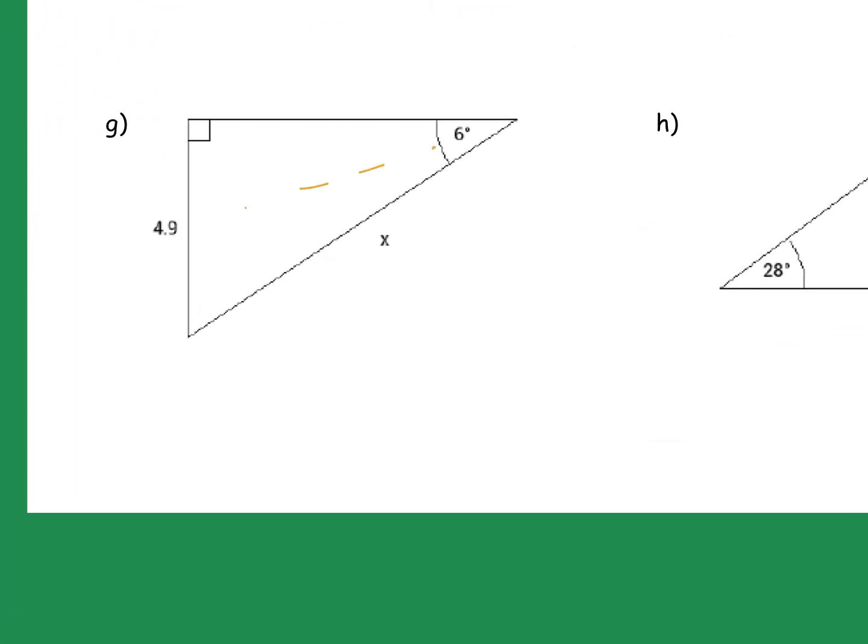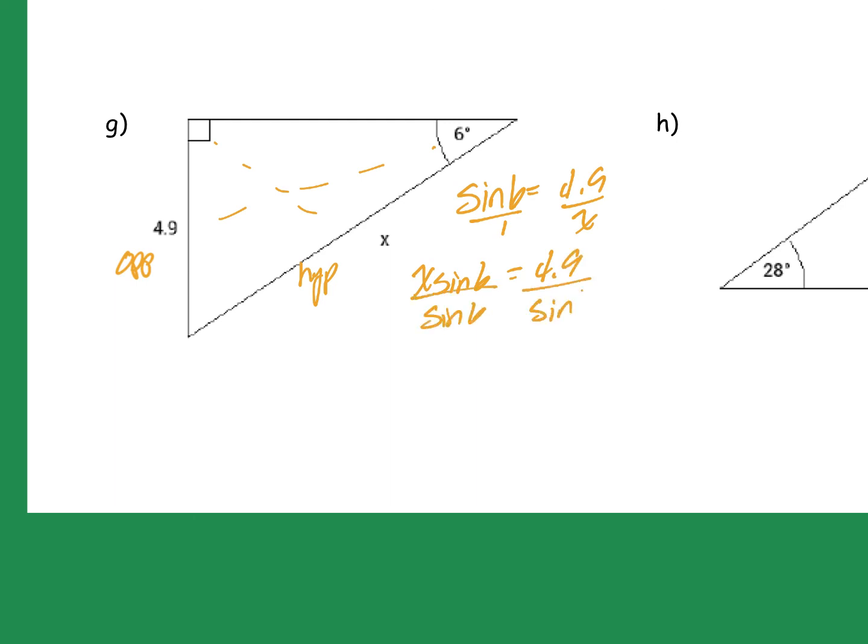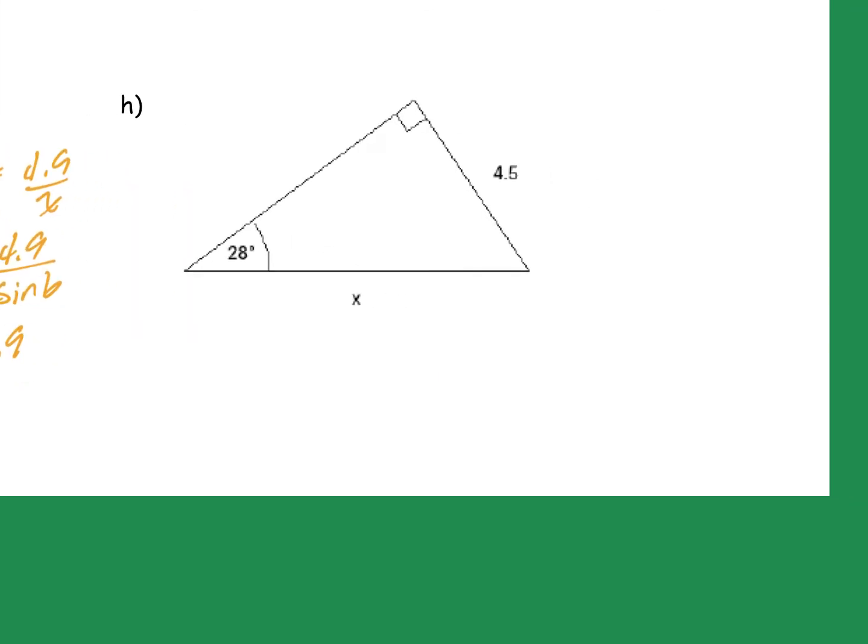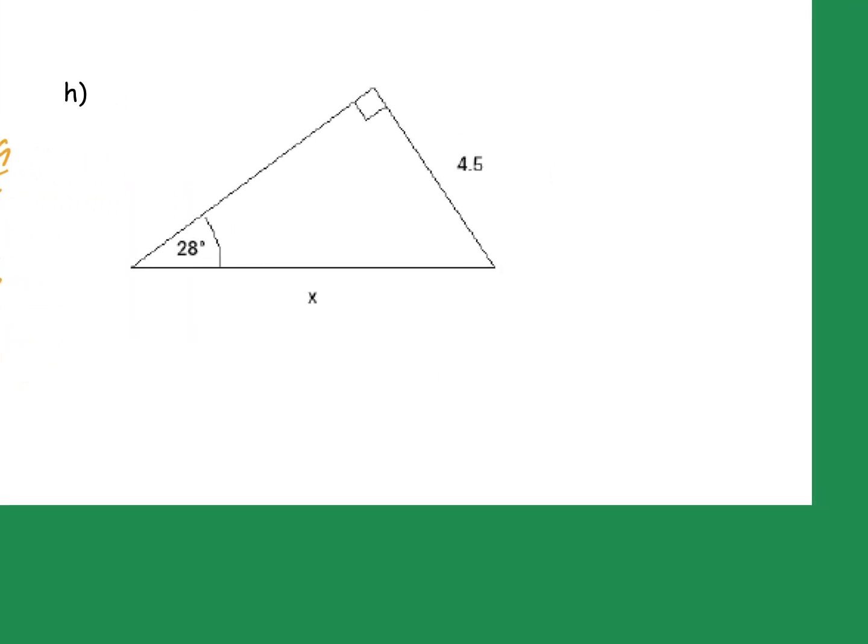Okay, here's my side opposite and my hypotenuse. So I've got sine of 6 equals 4.9 over x. Cross multiply, that gives me x sine of 6 equals 4.9. Divide by the sine of 6. And x is going to be approximately equal to 46.9. It's on your notes in case you don't know.